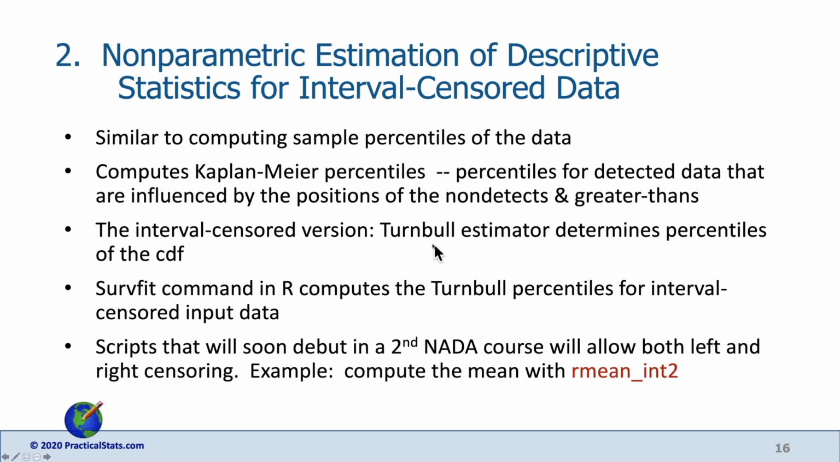That's called the Turnbull estimator, and it allows you to put in interval data and still estimate a cumulative distribution function, or CDF, which is just the set of percentiles for the data. It's done with a command called survfit in R, part of the survival package, but it's doing non-parametric procedures.